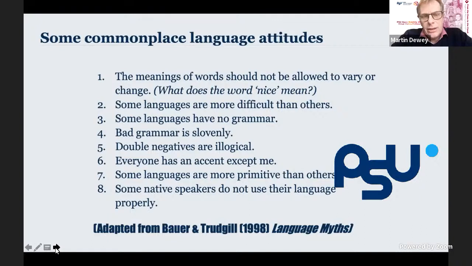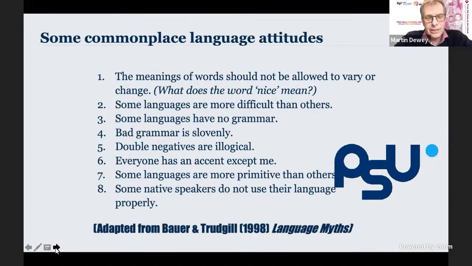Okay, so other common beliefs about language are that some languages are more difficult than others to learn. Some languages have no grammar. Bad grammar is slovenly. So quite negative beliefs. Double negatives are illogical in English. A double negative in English would be I don't know nothing. That's often described as illogical. Number 6, everyone has an accent except me. Some languages are more primitive than others. Some native speakers do not use their language properly.